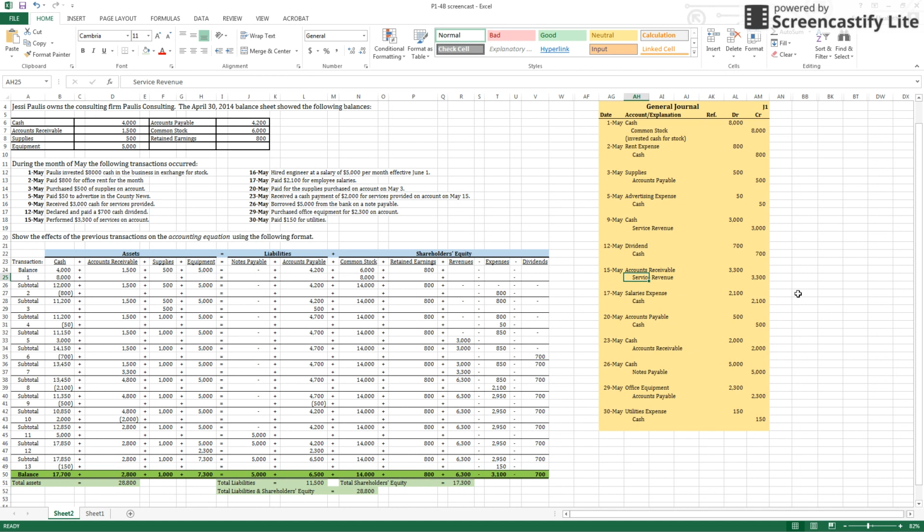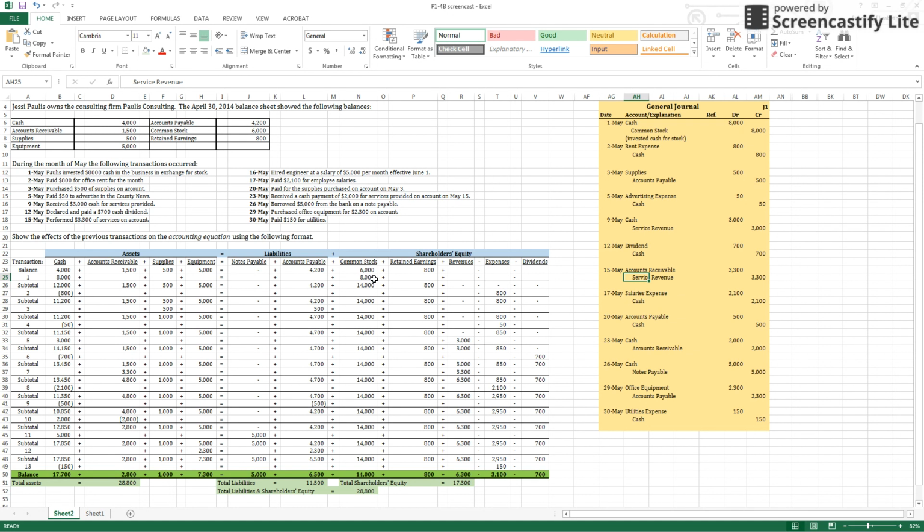So how do we do a journal entry? Well, what you would do is you'd look at the transactions just like you looked at them when you were filling out this table. On May 1st, Paulus invested $8,000 cash in the business in exchange for stock. So you would write down the date, May 1st. Cash was increased. We increased cash and all assets with a debit. So you would put cash over here to the left and you would debit it $8,000.